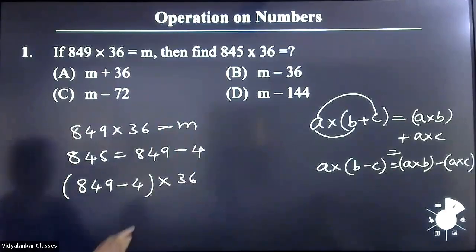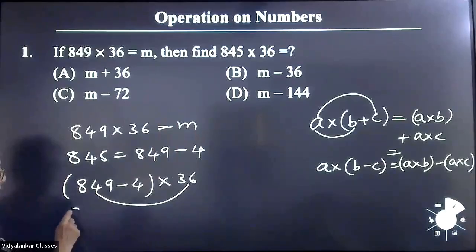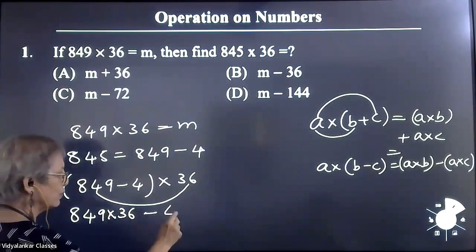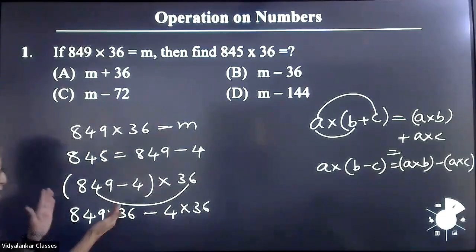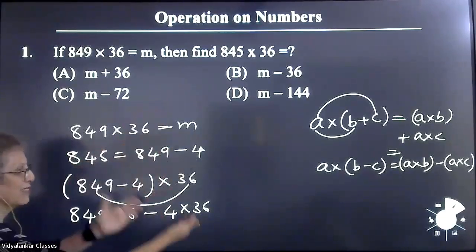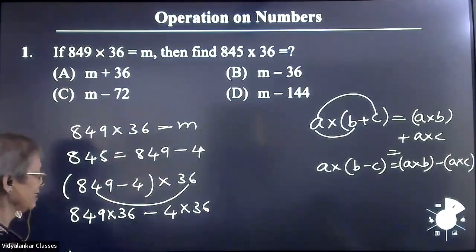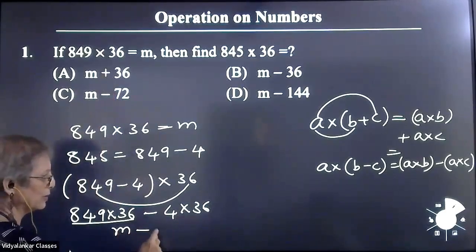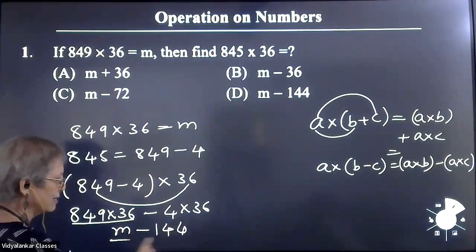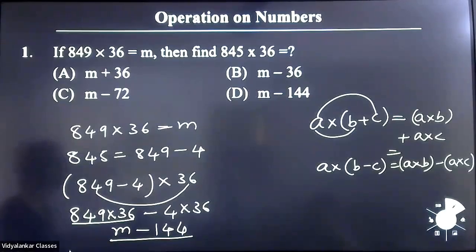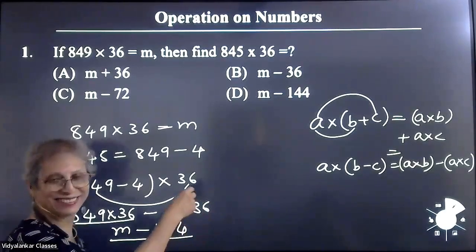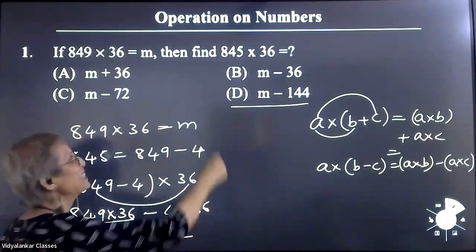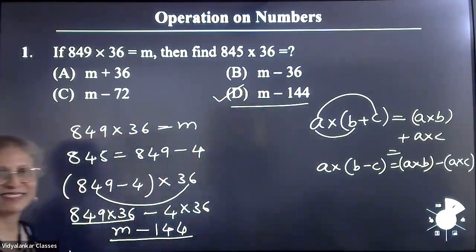Now let us apply this property. So first of all, 36 into this: 849 into 36 minus 4 into 36. Now, instead of multiplying this whole, this multiplication is comparatively easy, right? And this is given to us, that is m. And minus 4 into 36 is 144. And see here, our answer is D. D is the correct answer.